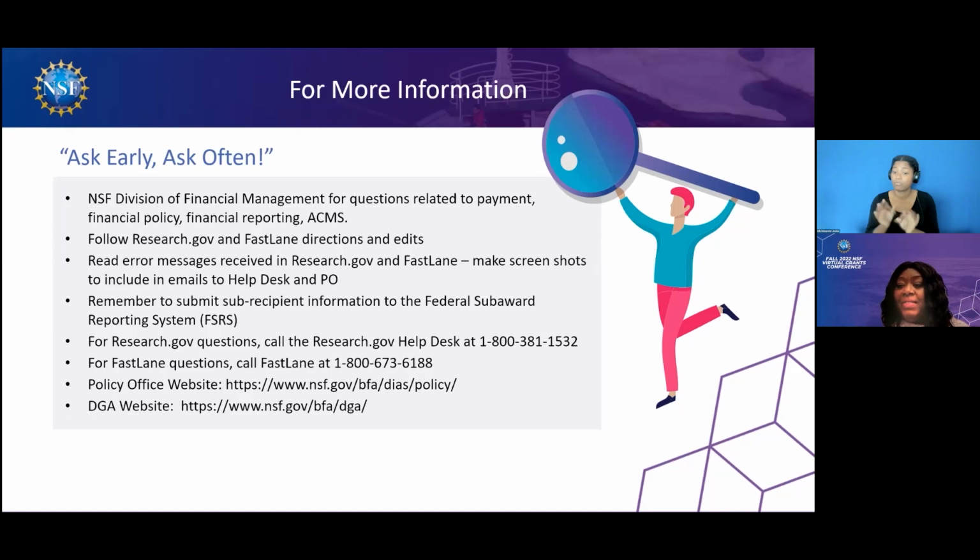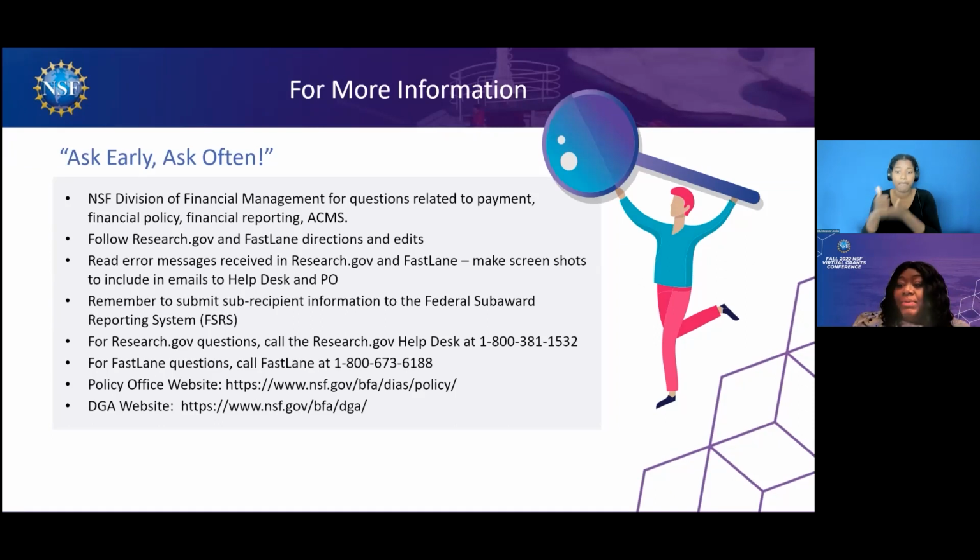Being prepared, read the error message that you receive in research.gov or Fastlane and make screenshots of them. And what you want to do is use those screenshots in your emails to the help desk or the program officer, so that will help explain, so they can see exactly what the issue may be, and they'll be able to help you probably right on the spot.